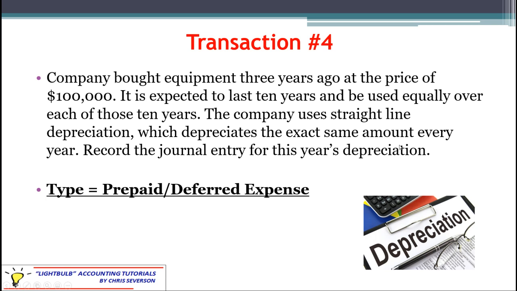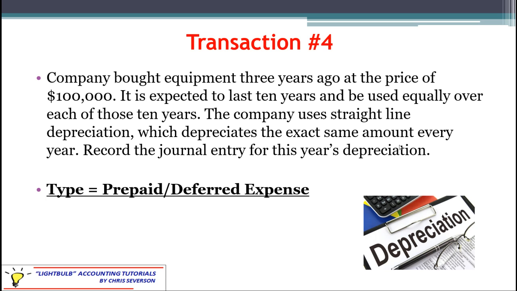So now we get to transaction number 4. The company bought equipment 3 years ago at the price of $100,000. It is expected to last 10 years and it's going to be used equally over each of those 10 years. This company uses straight line depreciation, which depreciates the exact same amount every year. So we want to record the journal entry for this year's depreciation.